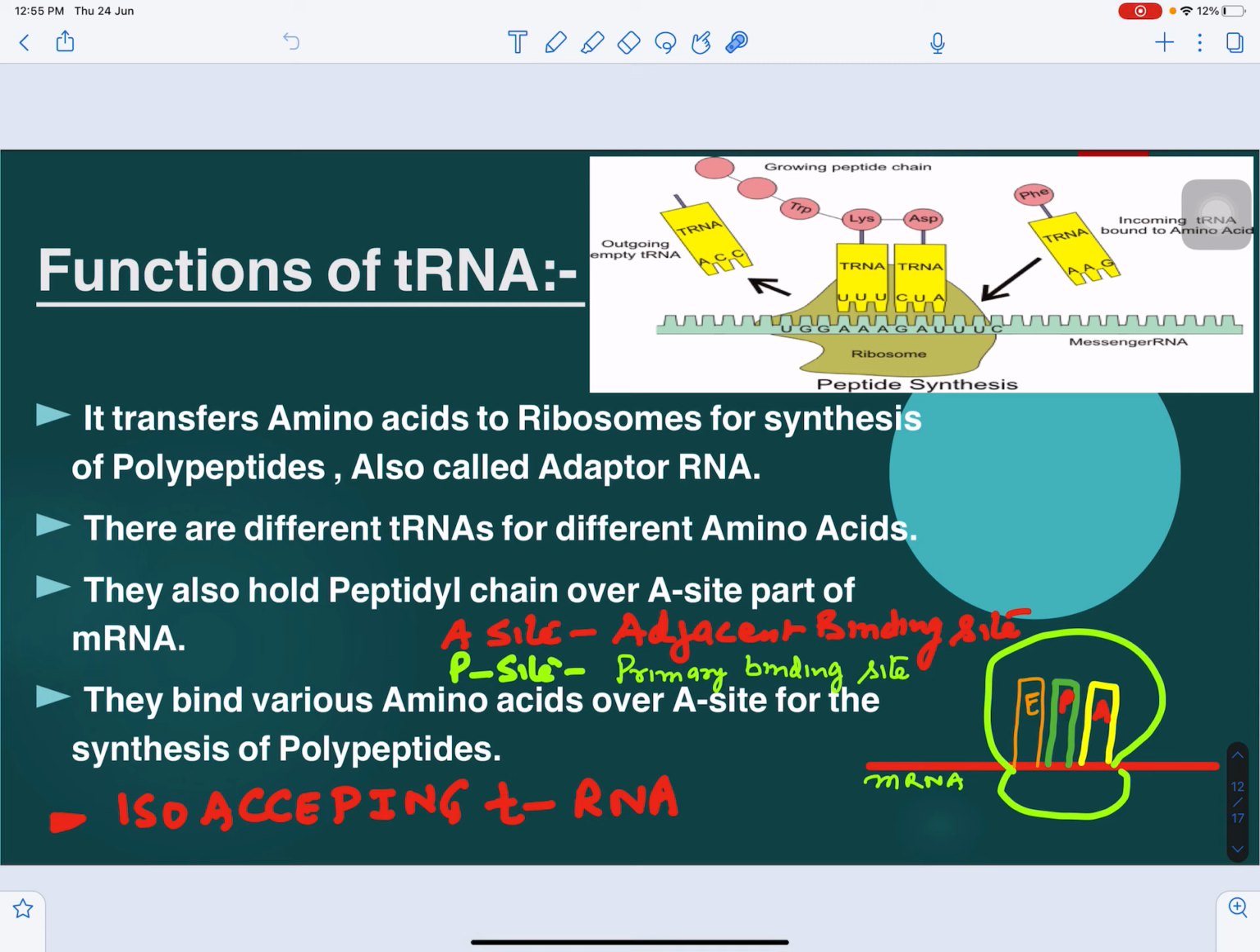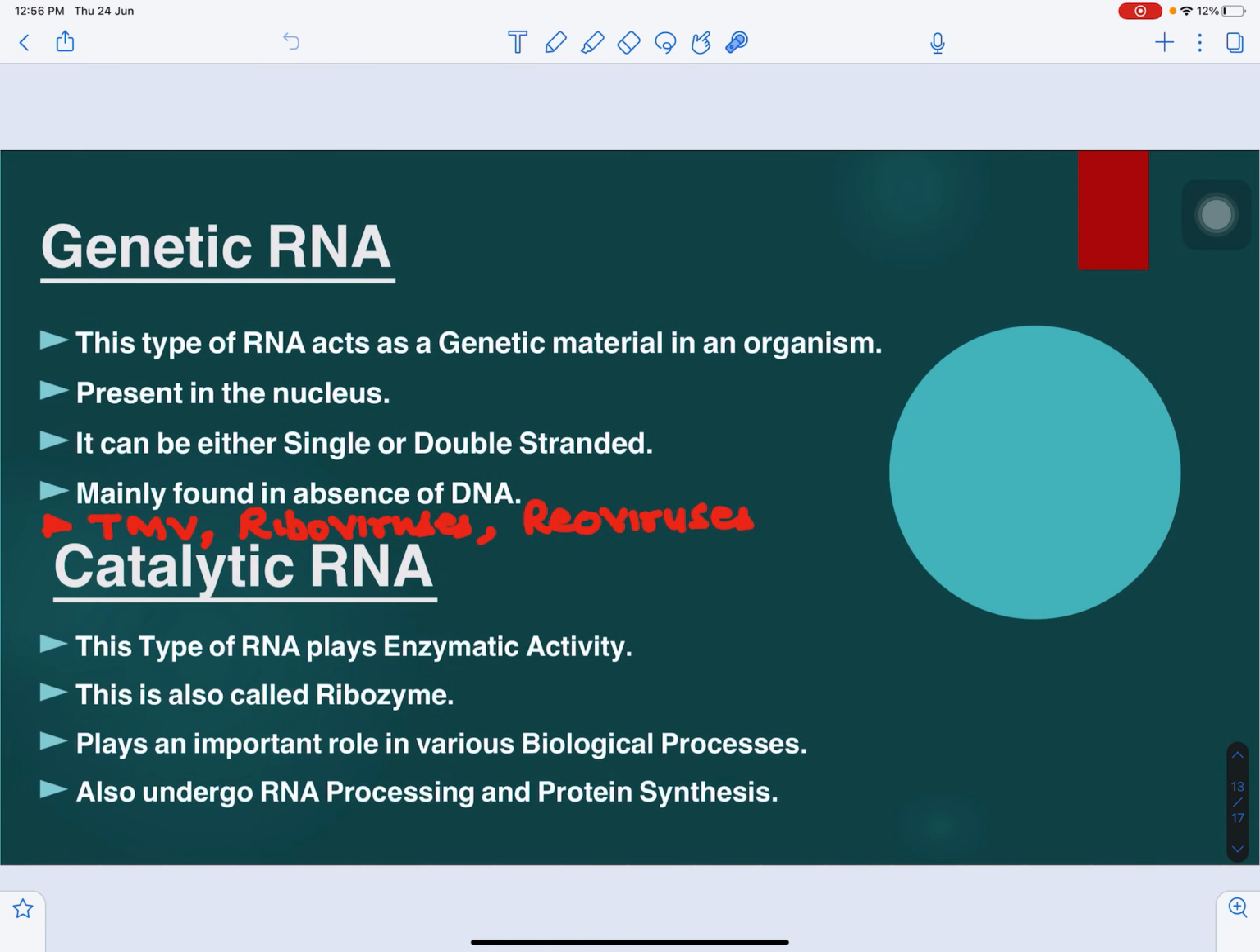So transfer RNA helps in transferring the amino acid for the formation of the polypeptide chain. This also helps in binding to the ribosomal RNA or ribosome. This also pairs with the codon present on the messenger RNA.